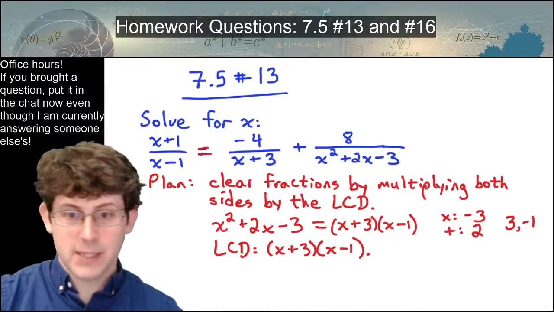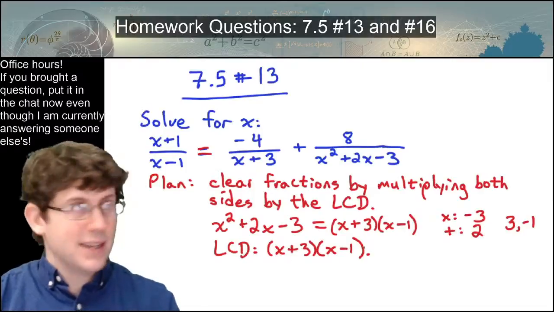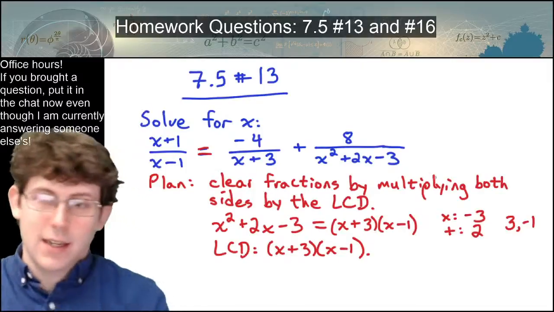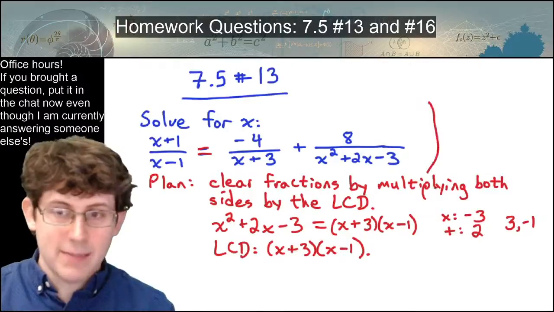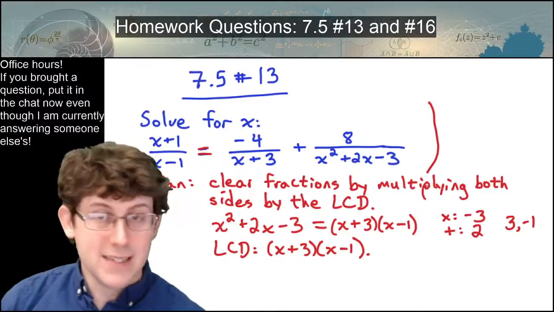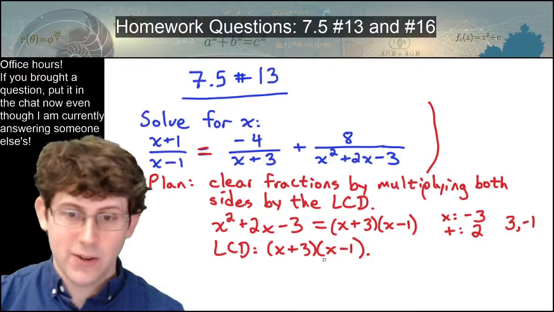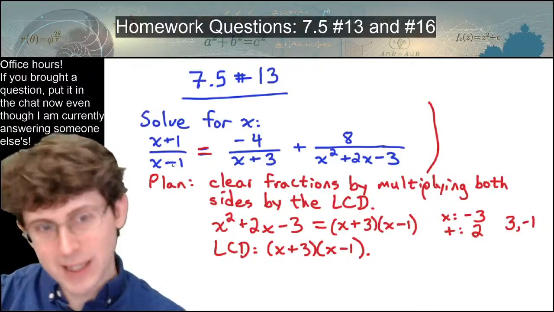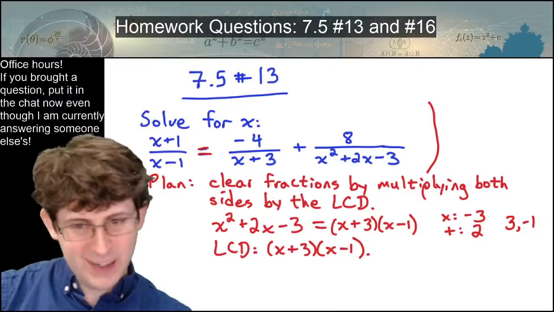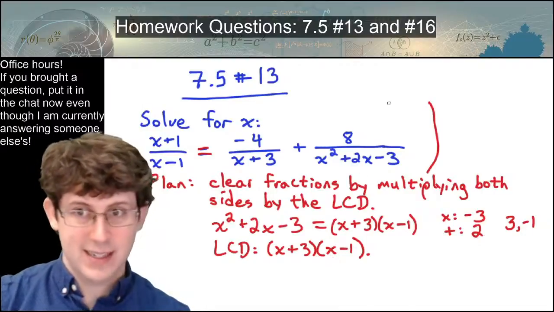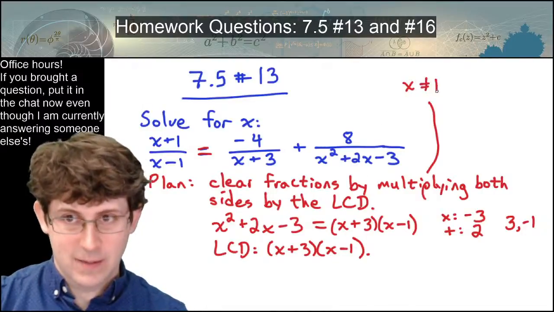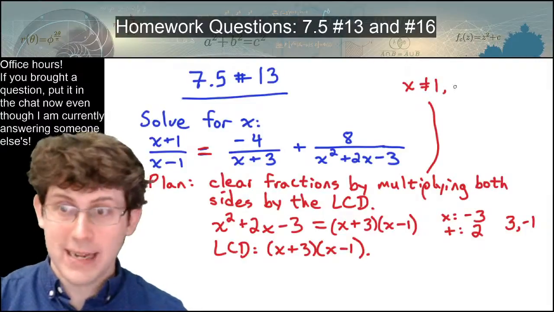So I'll multiply both sides of the equation by this. Now, there's a little bit of a danger in multiplying both sides by something. You can multiply both sides of an equation by whatever you want as long as it's not 0. So I need to remember that I don't want x to equal 1, and I don't want x to equal minus 3.